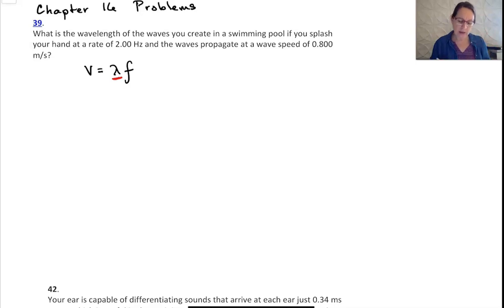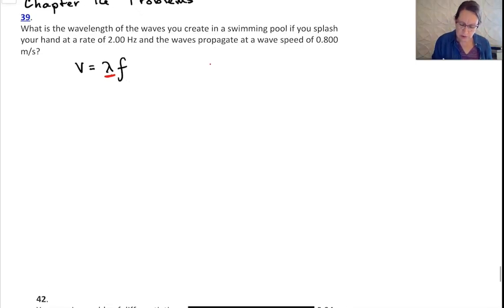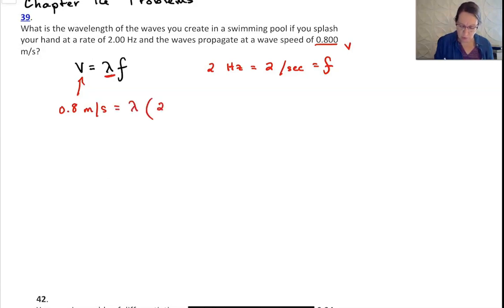If you splash your hand at a rate of 2 hertz, so 2 hertz is 2 beats per second, so 2 per second, that's a frequency. And the wave speed of waves in water in the swimming pool in this setup is 0.8 meters per second, so that is your v. It's pretty straightforward, just putting in 0.8 meters per second is equal to the wavelength times 2 per second. Notice the per seconds cancel, and so your wavelength is just 0.4 meters.